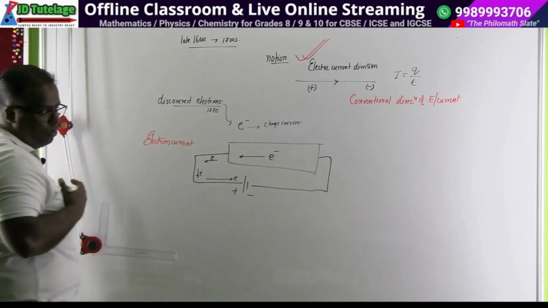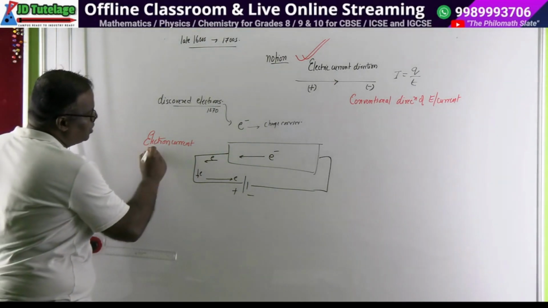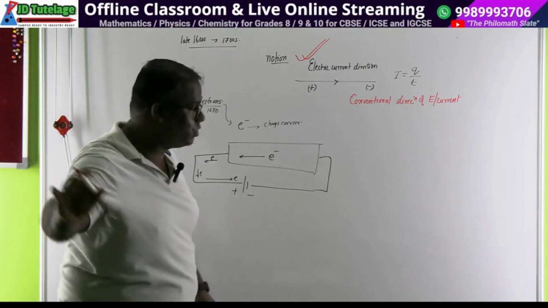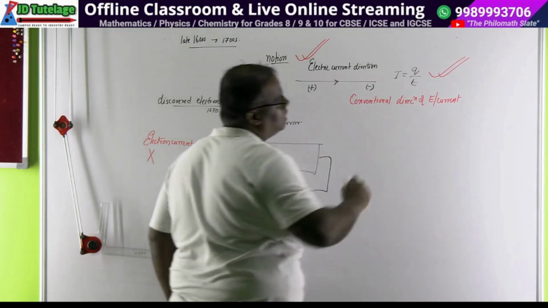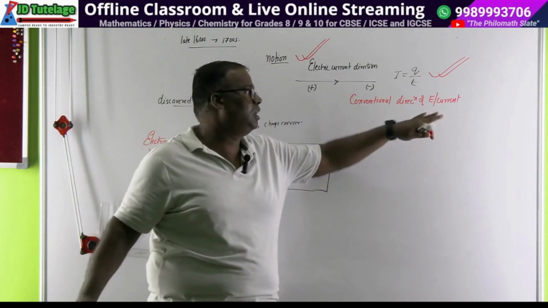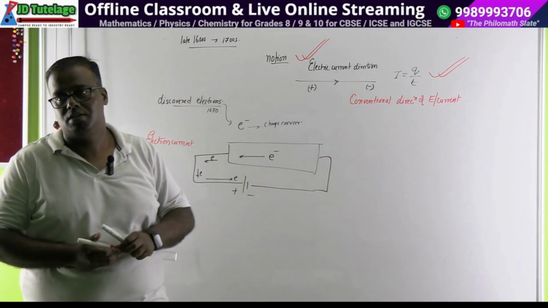And henceforth, whatever you are going to study, the electron current concept dies here itself. From here, even if you study electronics engineering, you will go by this method only. All circuit diagrams universally, worldwide, everything about electricity is with this concept. Why don't you use electron current?